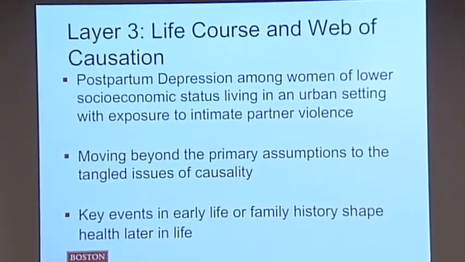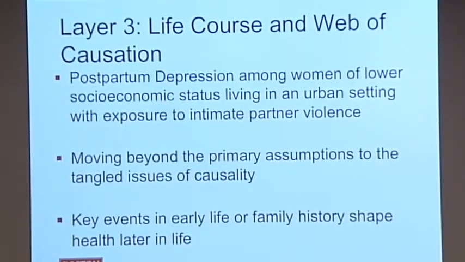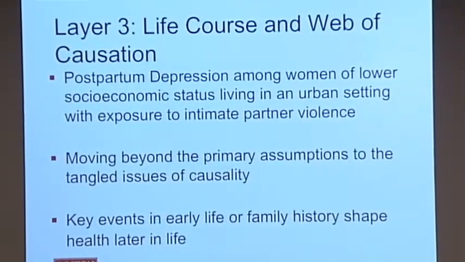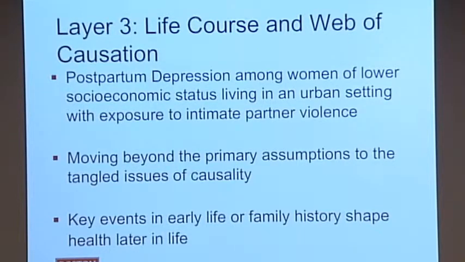And so for this layer, I chose postpartum depression among women of lower socioeconomic status living in an urban setting with exposure to intimate partner violence, which is extremely particular, and I'll explain why in a second. And then the two models and frameworks that I used were the life course and the web of causation. So for the life course, we're talking about things that happen not just right when you develop this issue, but also that happen at the beginning of your life or even before your life started, with your mother, something like that, with your family.